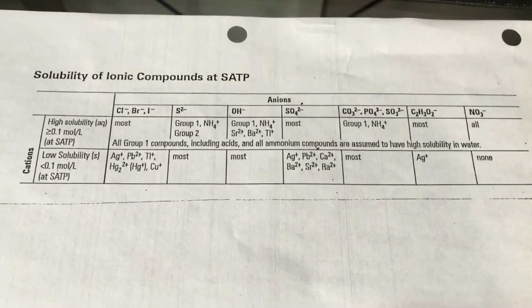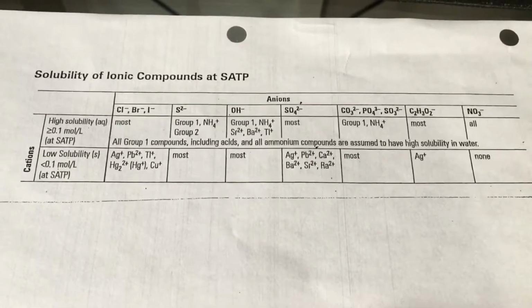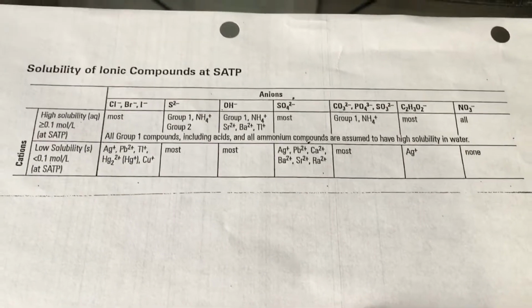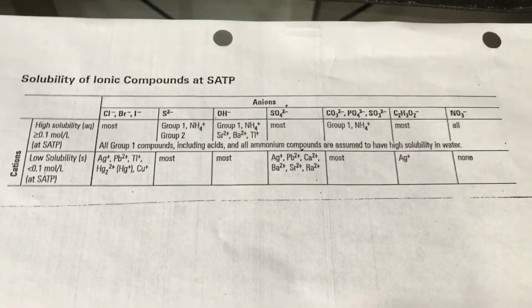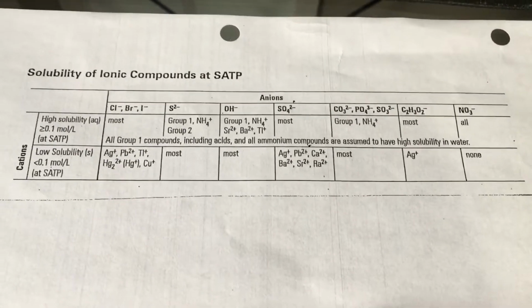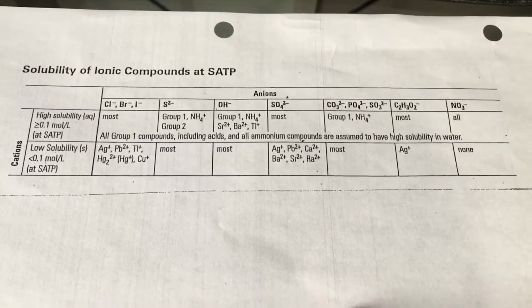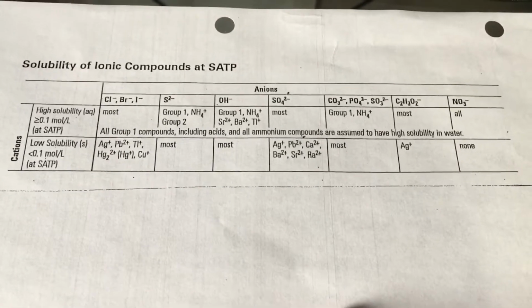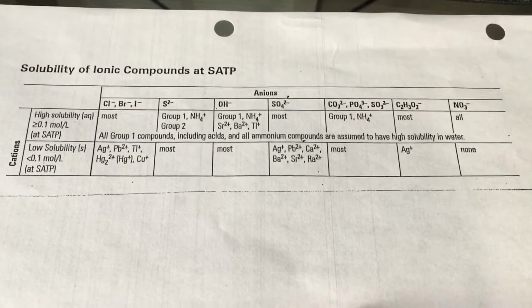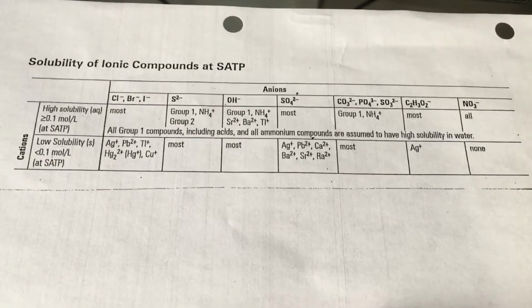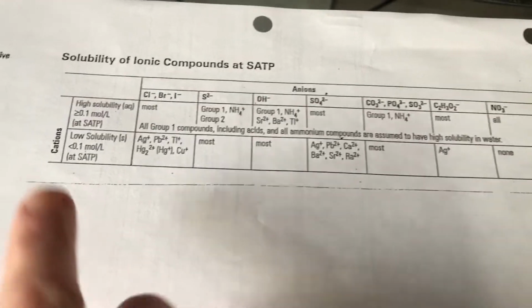In a double displacement reaction, you always have two solutions, so aqueous, two ionic solutions mixing. And if there's a reaction, then when they combine, one of the products will have low solubility and will be a solid. If there is no reaction, then both products remain dissolved in solution as aqueous solutions. So let's take a look at how we read this chart.